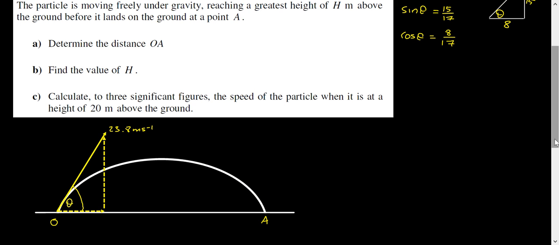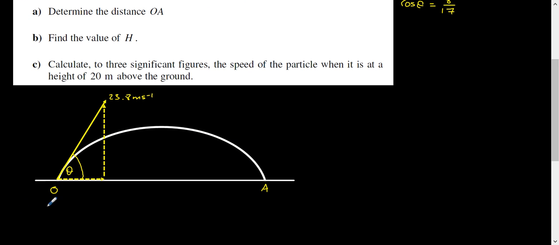So we're going to use all of the facts that we used yesterday. Part A, we're going to determine the distance of OA. Now, the distance OA is also known as the range of the particle. So the range OA, we're going to resolve horizontally. And again, remember, horizontally, there's no acceleration, so we're just using speed, distance, and time. So distance equals speed multiplied by time. So the horizontal distance is given by the horizontal speed, which is 23.8 multiplied by cosine the angle, multiplied by the time that the particle is in the air.